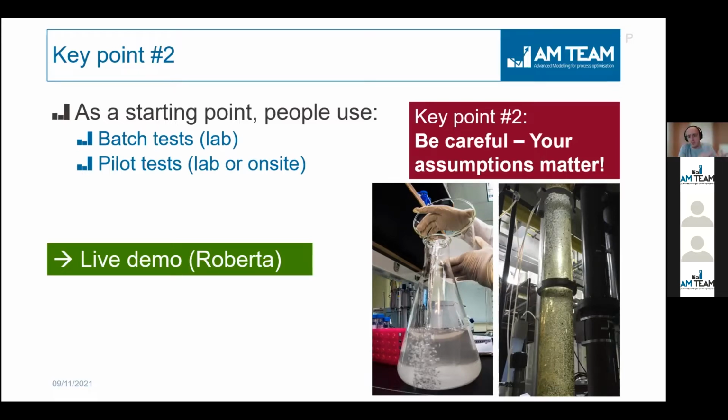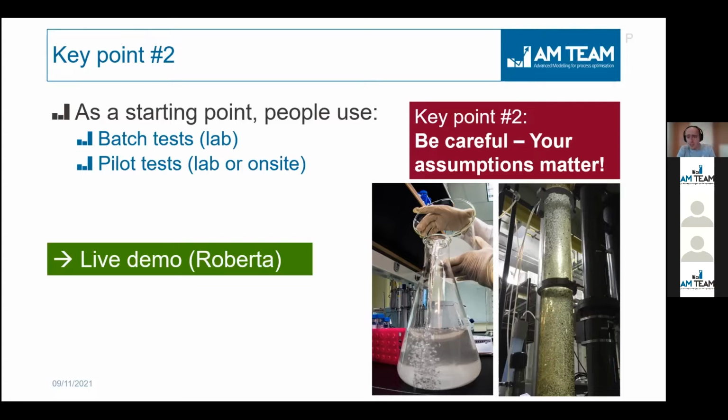on the results of this batch test and on the conclusions you draw from this batch test for your future design. So you need to be aware of these assumptions from these tests and know what can be the impact on your overall design.